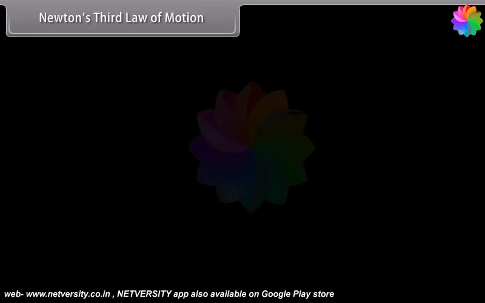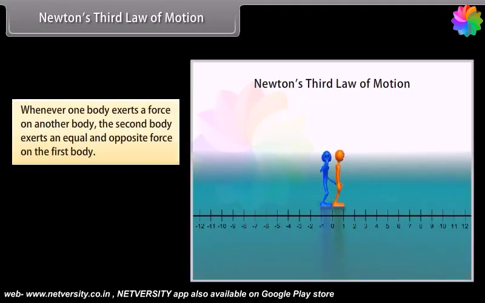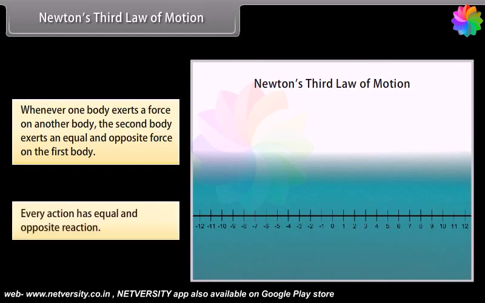Newton's third law of motion. Whenever one body exerts a force on another body, the second body exerts an equal and opposite force on the first body. Every action has equal and opposite reaction.